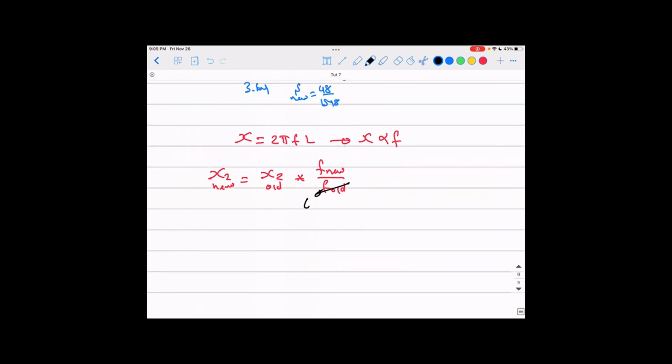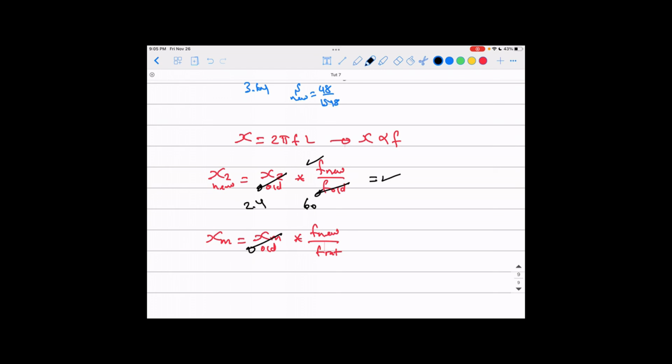So the f old is the given 60 Hz, which is the rated frequency, and f new I've already calculated, and x2 old is the one given in the problem, which is 2.4. So you have everything here to calculate x2 new. The same idea goes with xm, which is xm old, given in the problem, multiplied by the new frequency over the rated frequency.